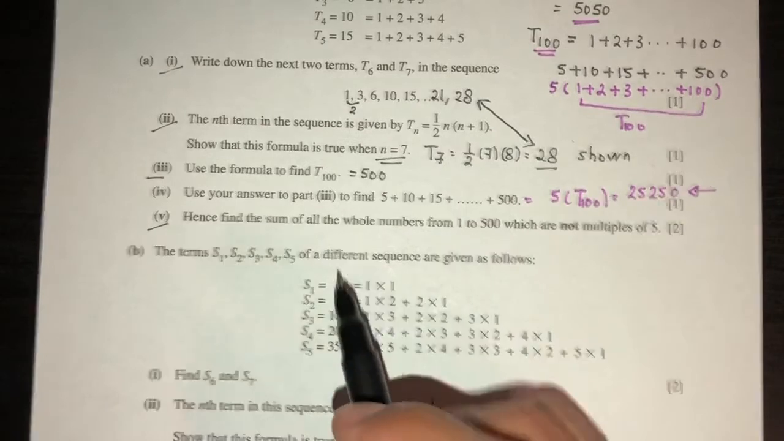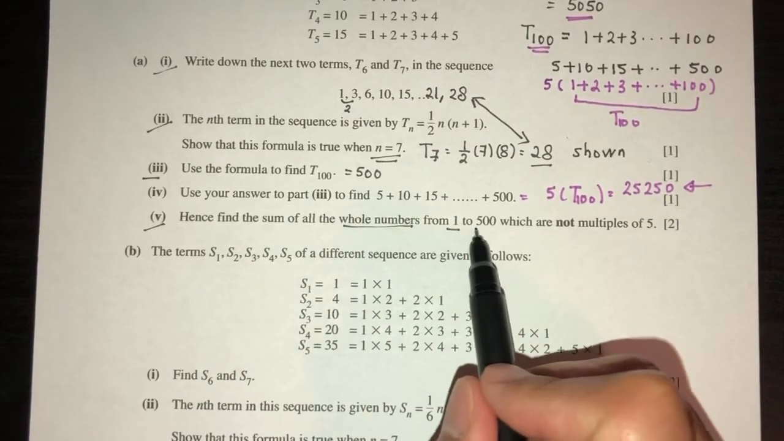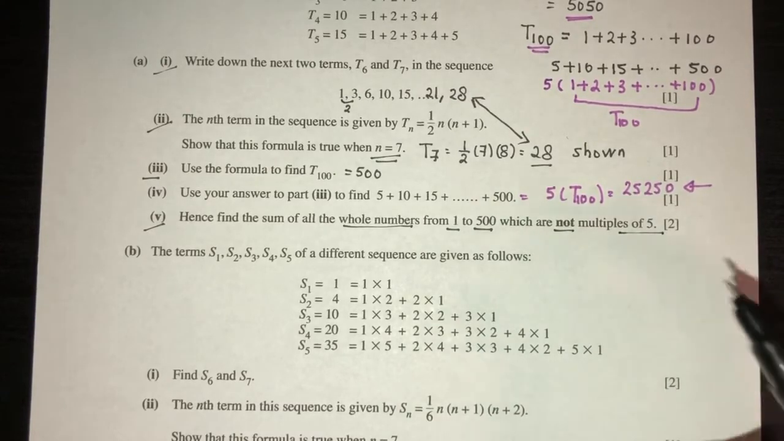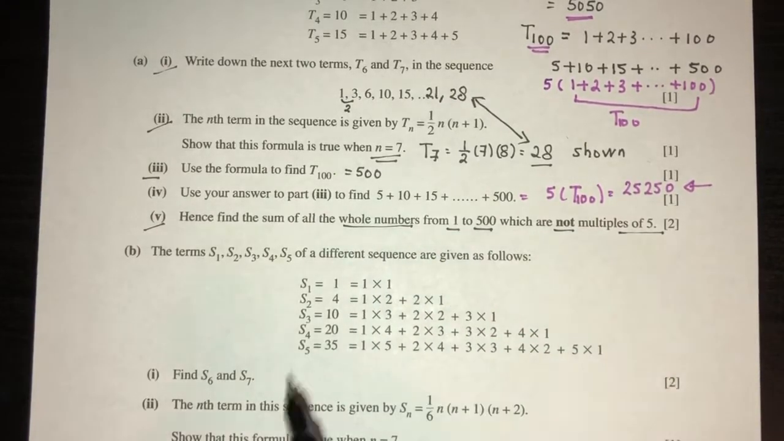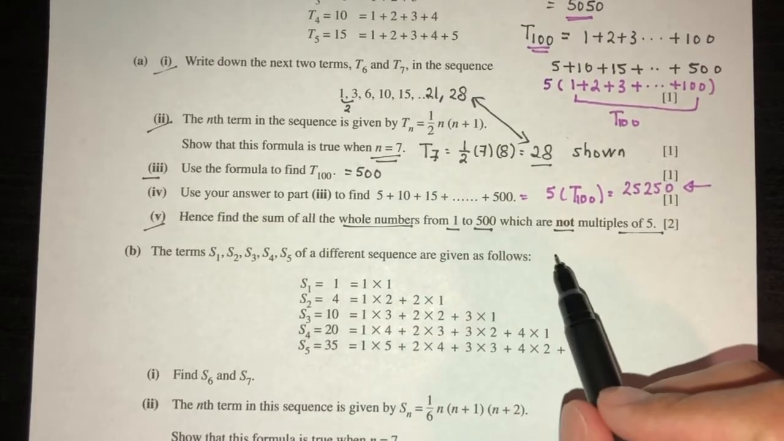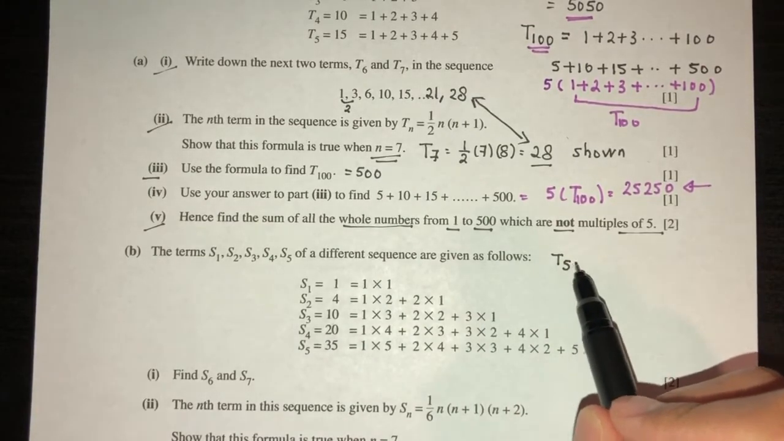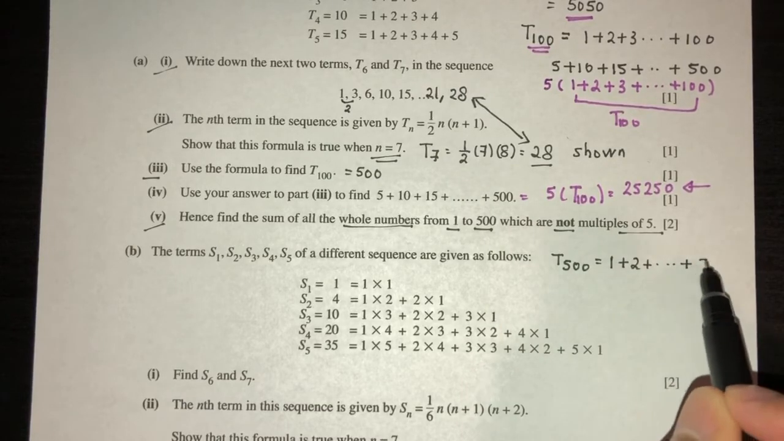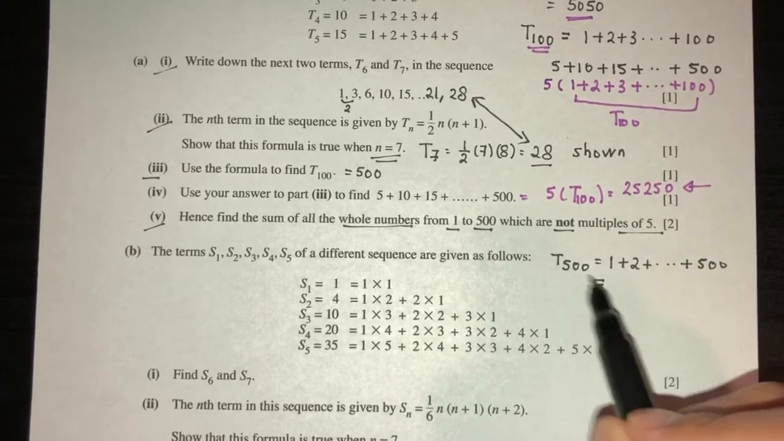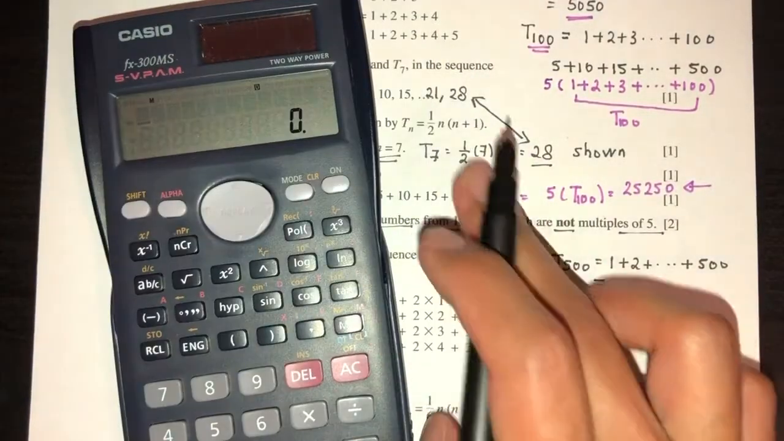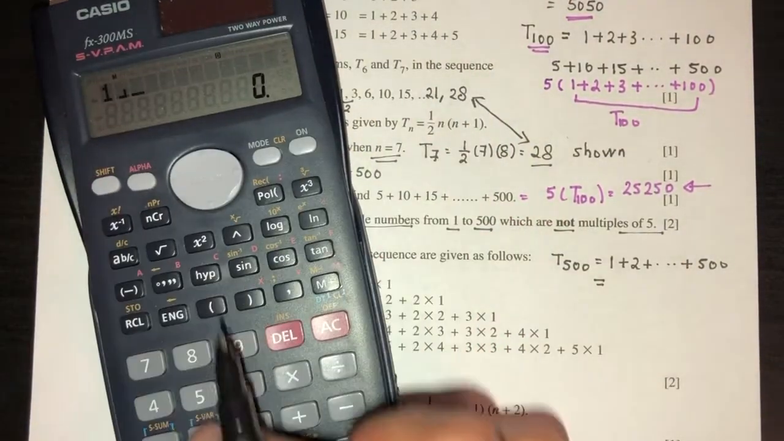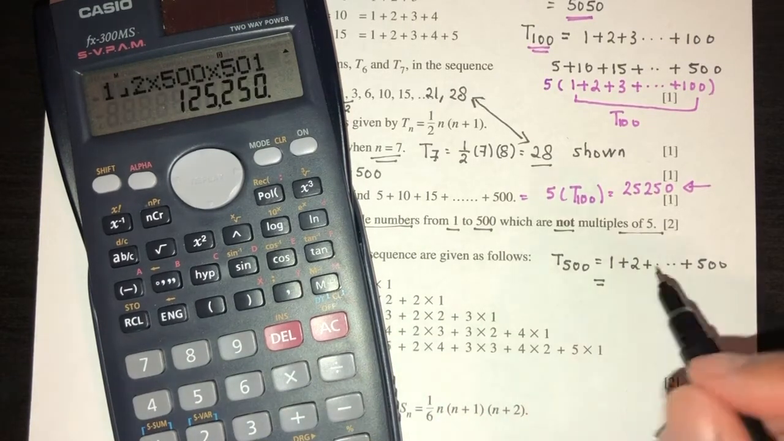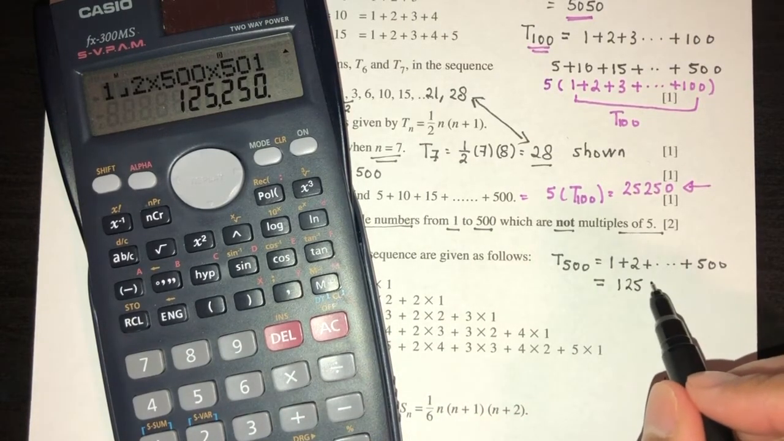Now let's move on to part 5. Hence find the sum of all the whole numbers from 1 to 500 which are not multiples of 5. So first let's find the sum of 1 to 500. That is 1 plus 2 plus going on until 500. So let's first find this value. That will be, using this formula, half times 500 times 501. That will be 125,250.